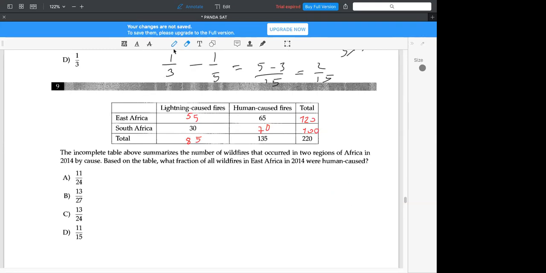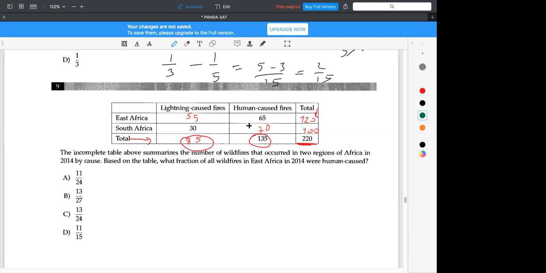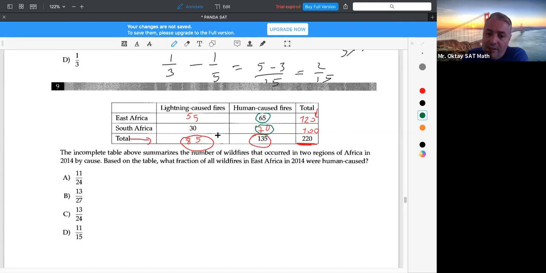How did you know it was 70? Like 65 plus 70? Okay. It says total. Yes. And it says total. Total means this one plus this one, totally 220. And 65 plus 70, since this is total, 135. If 65 is given, 135 minus 65 gives 70. And then when this is 85, when this is 30, 85 minus 30 will be 55.